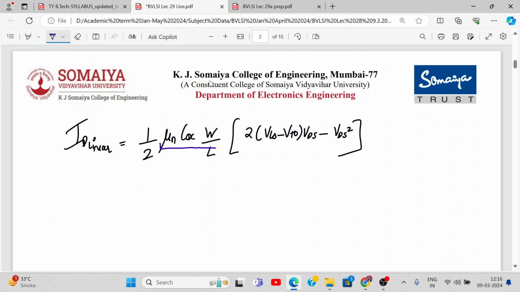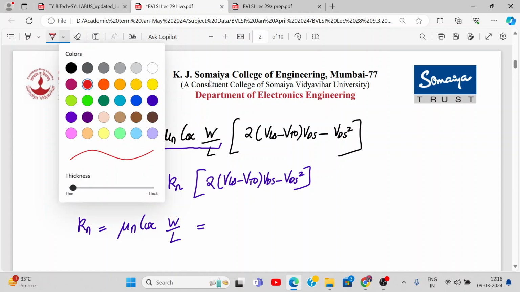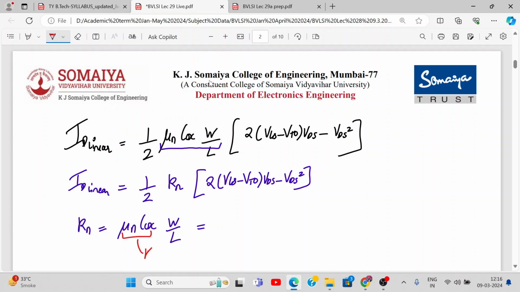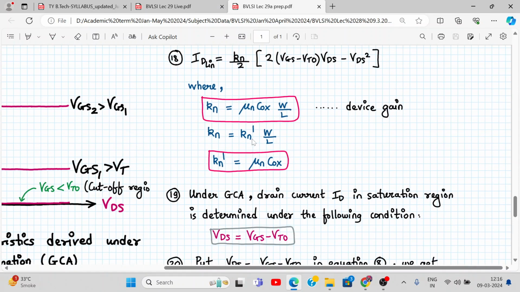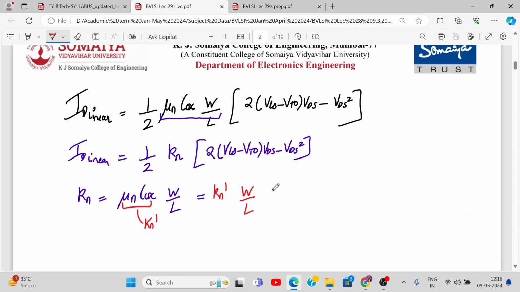This mu n Cox W by L, we can write it as half Kn. You remember this term? We have used it in your labs. So here we can say Kn is mu n Cox W by L. Actually here also we can split it. This can be termed as Kn dash. So Kn can be Kn dash into W by L. Okay, so we can say here it is, Kn dash into W by L.